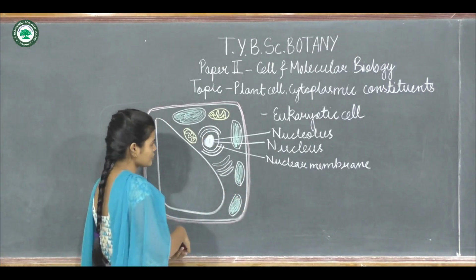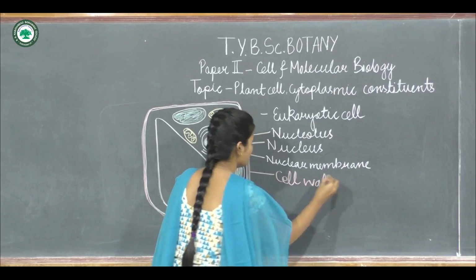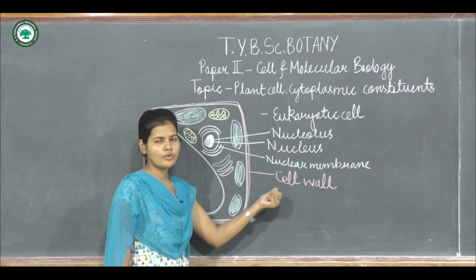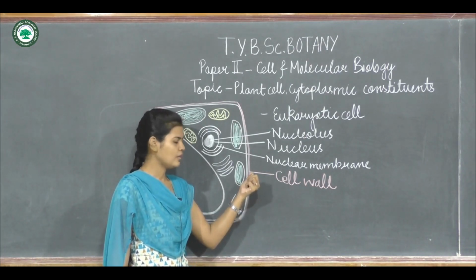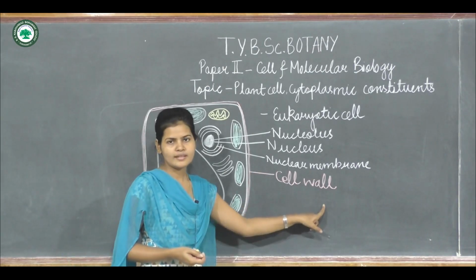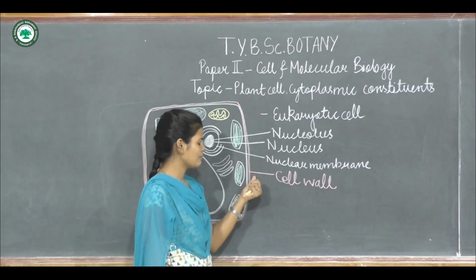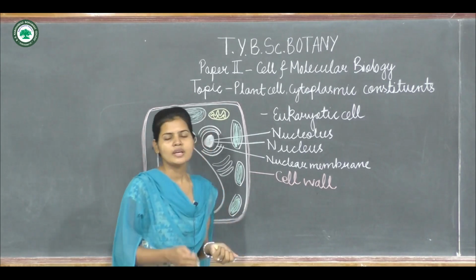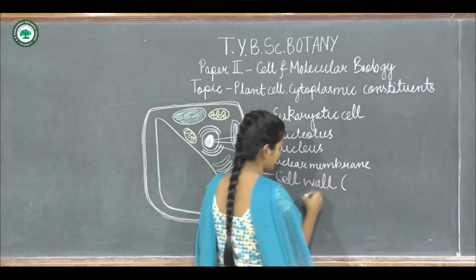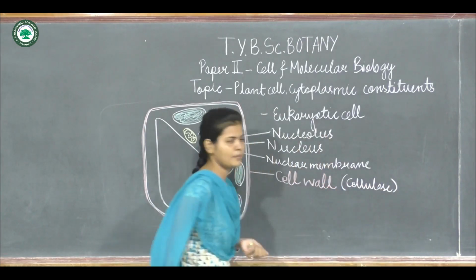Next to that, this is cell wall. So this is the most prominent feature of a plant cell, that it has a presence of cell wall. Now this cell wall will be present only in case of the plant. In case of the animal cell, this cell wall is absent. It is a peculiar feature of a plant cell. Now this cell wall is mostly made up of cellulose, hemicellulose, pectin, lignin, but the most important component present in the cell wall is the cellulose.